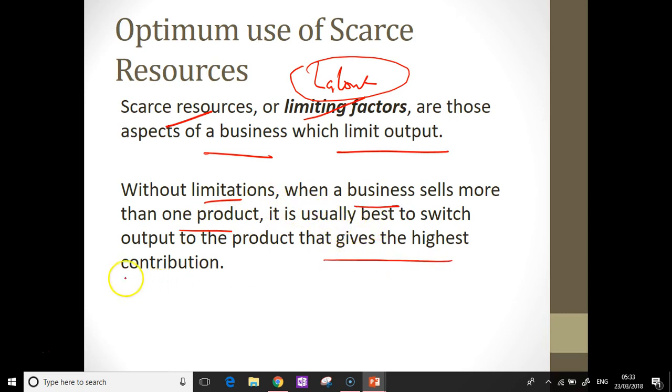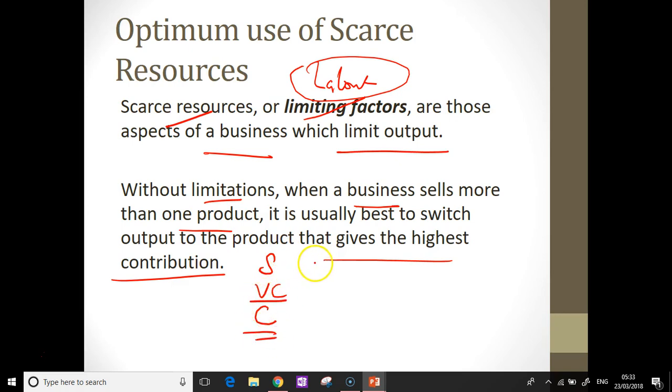Without limitations, when the business sells more than one product, it's usually best to switch output to the one that gives you the highest contribution. So if you have no limiting factors, of course, you make the one that gives you the highest contribution margin, so to speak. So almost like a net profit margin, but a contribution margin. If you think about the selling price minus the variable cost, you have your contribution. Make the one that gives you the highest C over S, right? Because that's what this is.